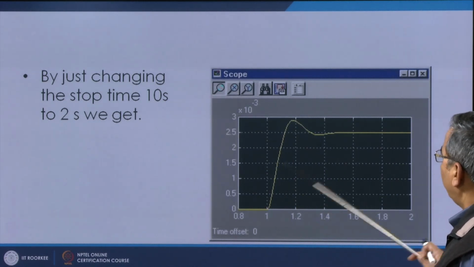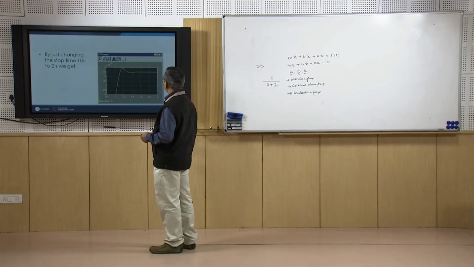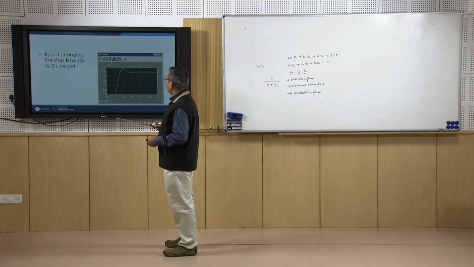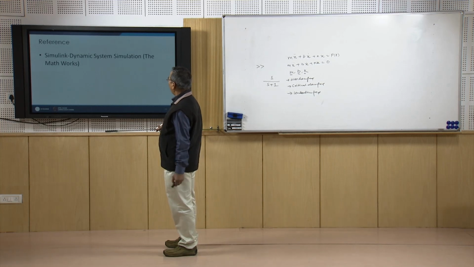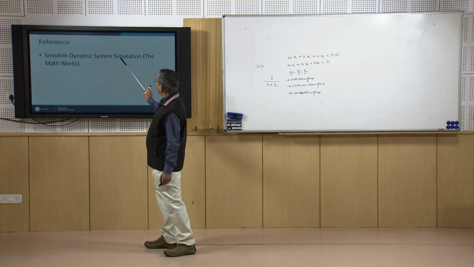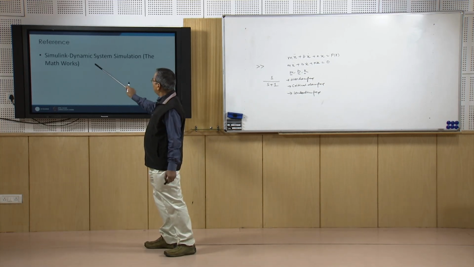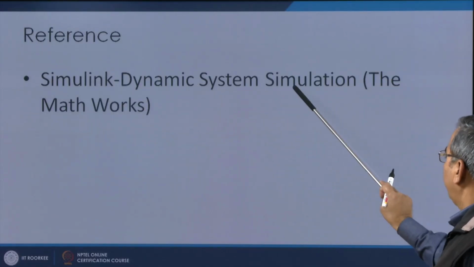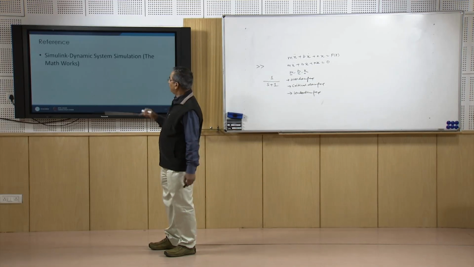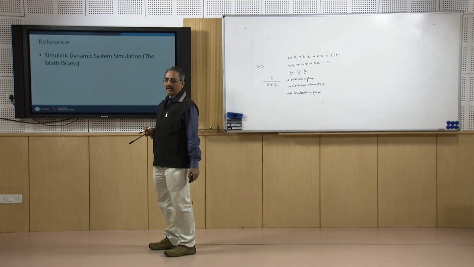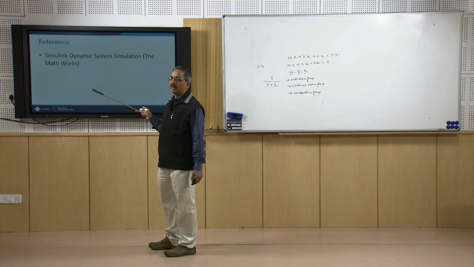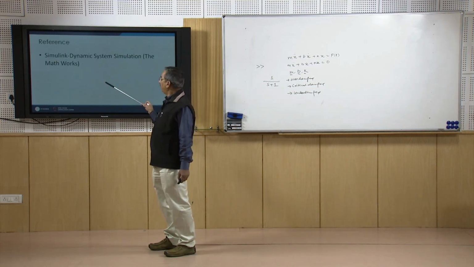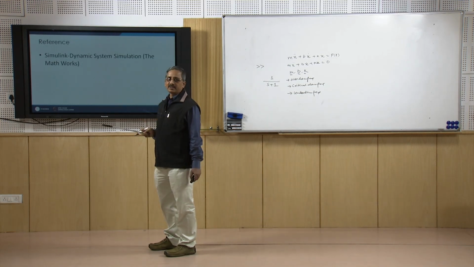This way we can do the simulation, and if you want to practice further, you can go through the following reference, that is the MathWorks help book on Simulink dynamic system simulation. Go through this help book and you will see many more examples and many more cases available here, and practice it yourself.